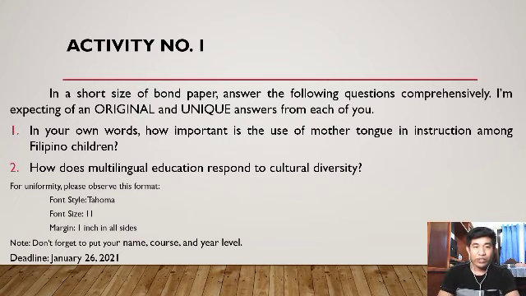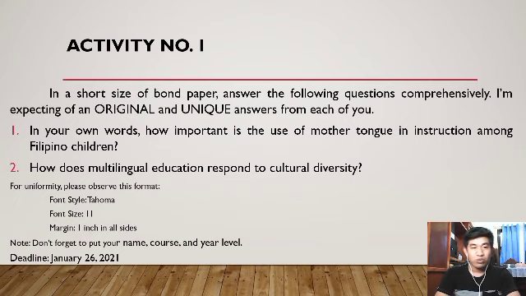Then for your first activity, in a short size of bond paper, answer the following questions comprehensively. I am expecting original and unique answers from each of you. Take note of the words original and unique. So they're given emphasis. So dapat original and unique ang inyong mga answers. You don't have to copy the answers of your classmates.